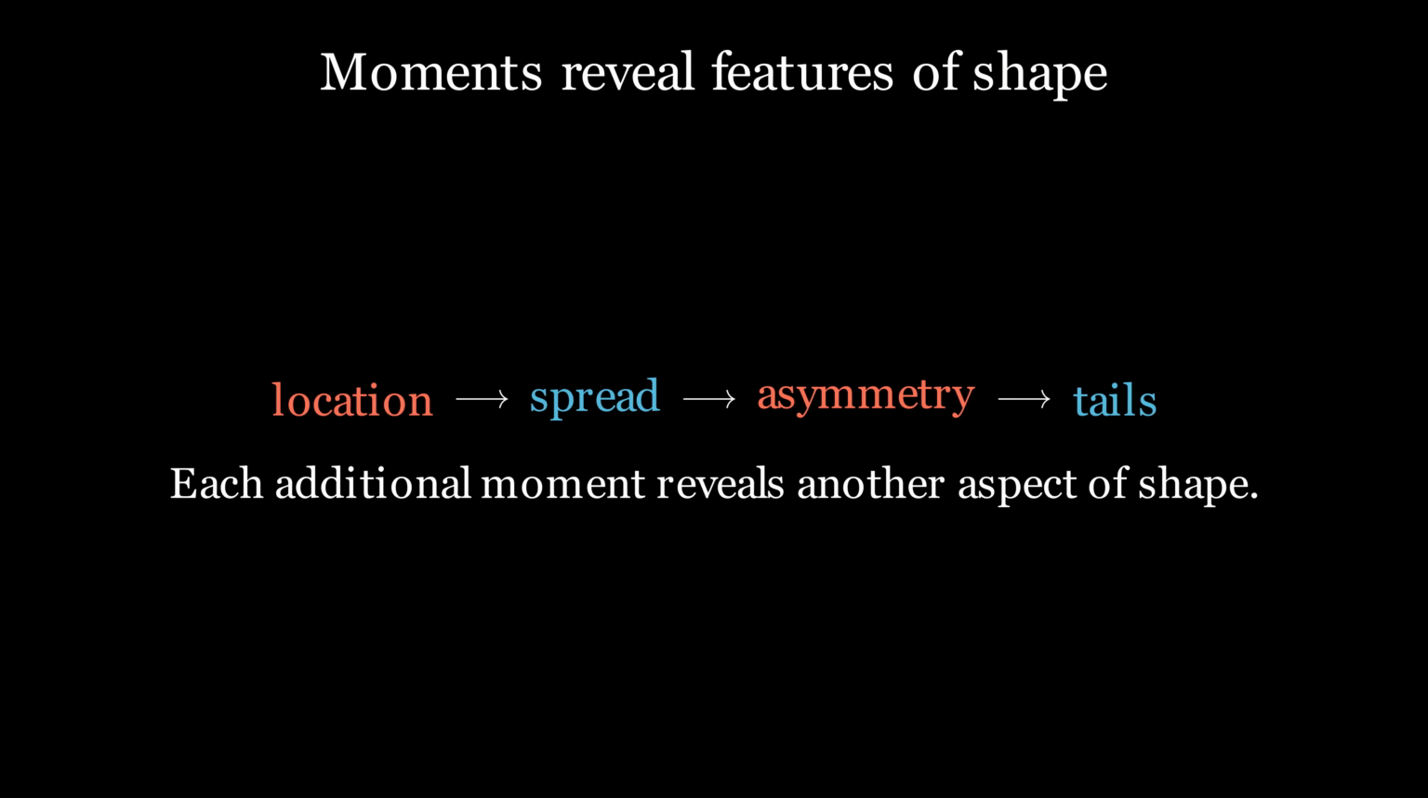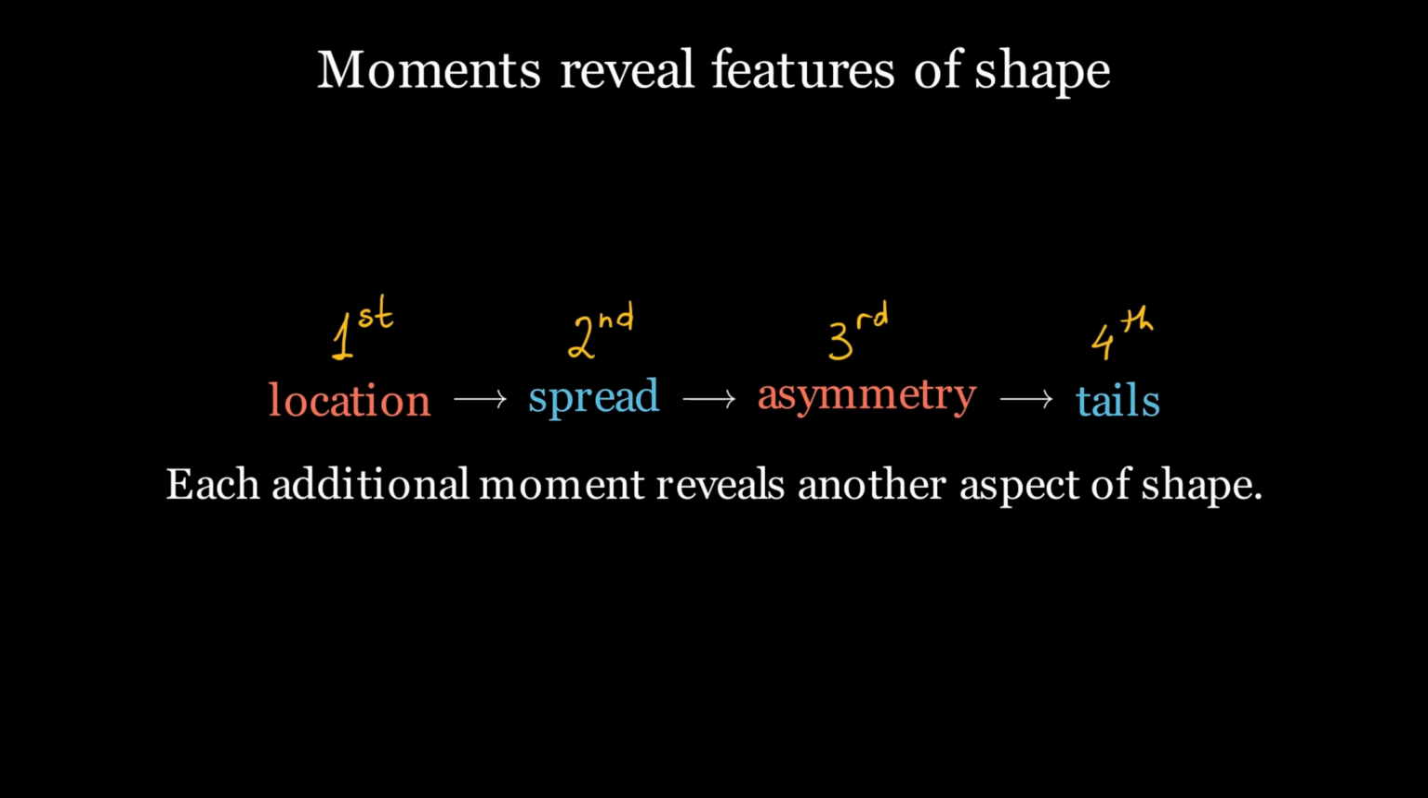Higher odd central moments capture increasingly subtle aspects of symmetry not captured by the moments of lower order. In other words, the 5th moment, the 7th, the 9th, the 11th moment, all of those will capture some aspects of the asymmetry of a distribution. And if a distribution is perfectly symmetric, all those higher odd moments will be 0.